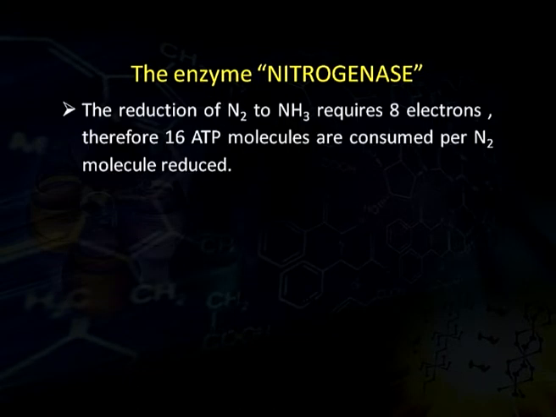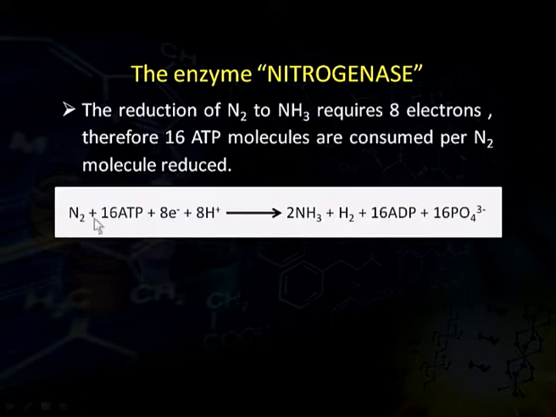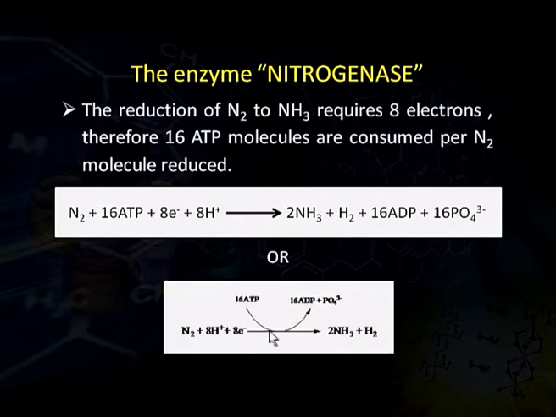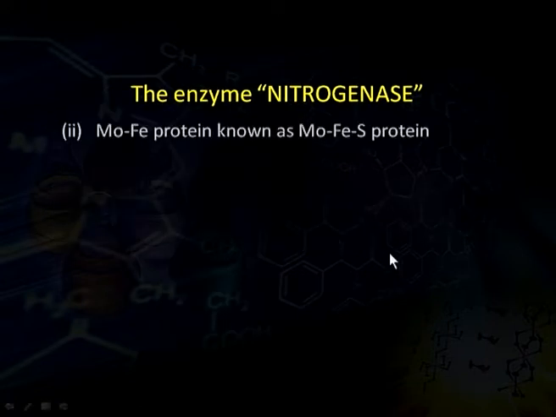The reduction of free nitrogen to ammonia requires 8 electrons. Therefore, 16 ATP molecules are consumed per nitrogen molecule reduced. So, we can see that the N2 molecule consumes 16 ATP and gets reduced, that is, it takes up electrons to form ammonia. This reaction can also be shown in this way: nitrogen is being reduced with the help of electrons into ammonia, and here 16 ATP are converted to 16 ADP.